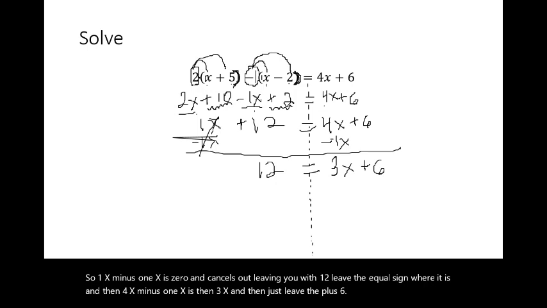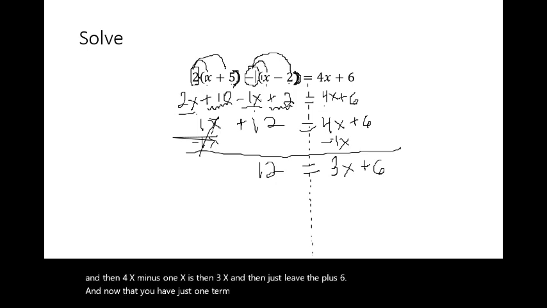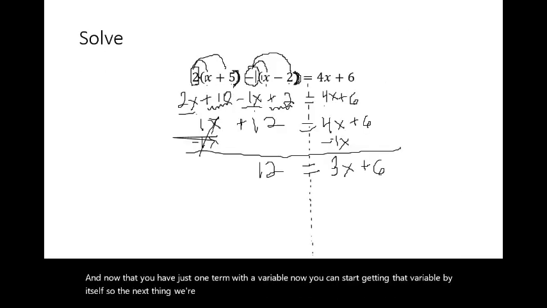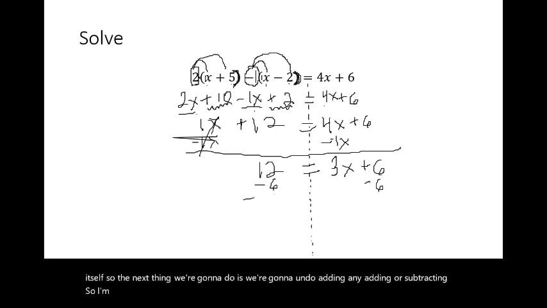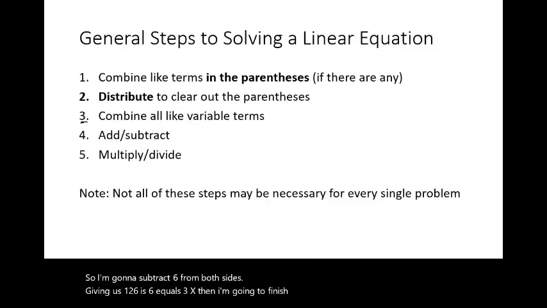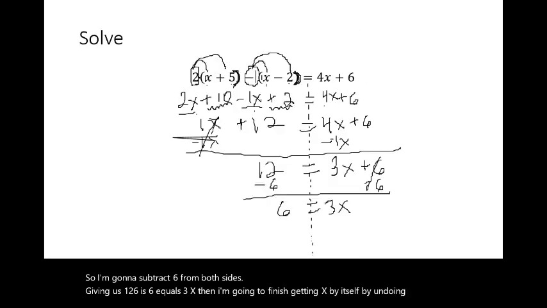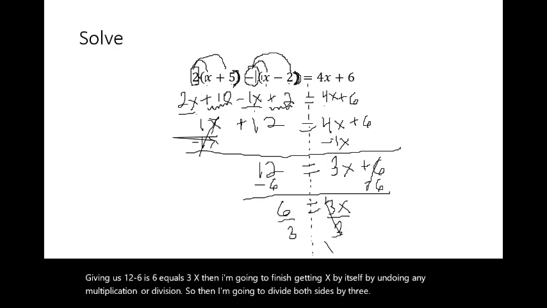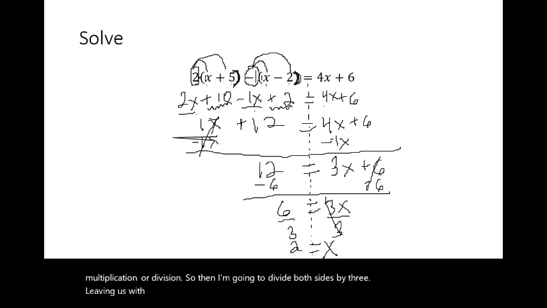And now that you have just one term with a variable, now you can start getting that variable by itself. So the next thing we're going to do is undo any adding or subtracting. So I'm going to subtract 6 from both sides, giving us 12 minus 6 is 6 equals 3x. Then I'm going to finish getting x by itself by undoing any multiplication or division. So then I'm going to divide both sides by 3, leaving us with x equals 2. So x equals 2 is going to be your final answer.